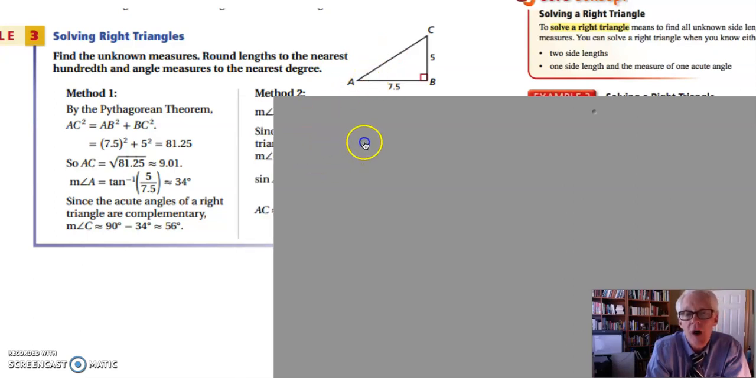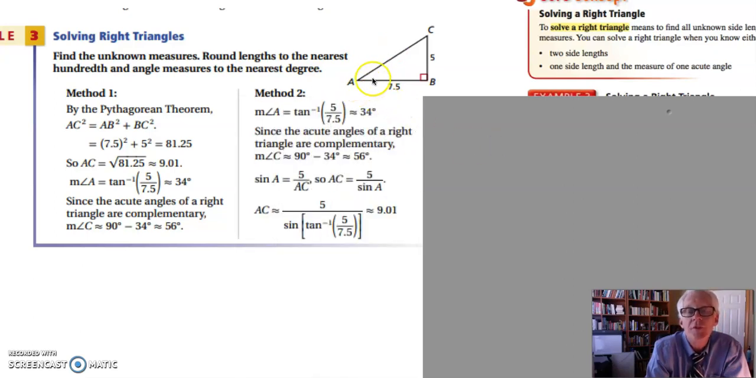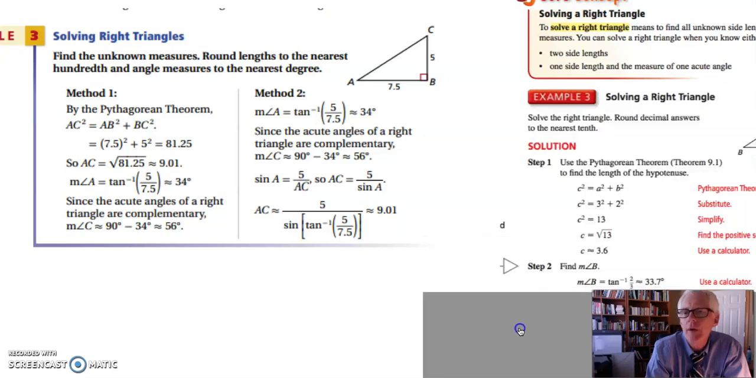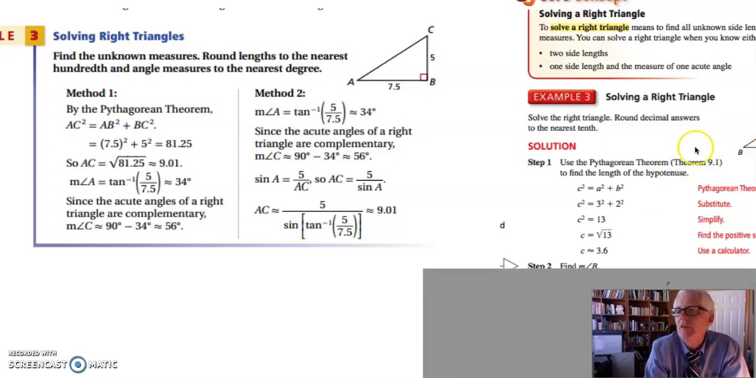You could find this side first, and then, like we do here, find the acute angles, and then use the Pythagorean theorem for the leg last. It doesn't matter which order you do those in. The other example for the right triangle in Big Ideas is the same thing.